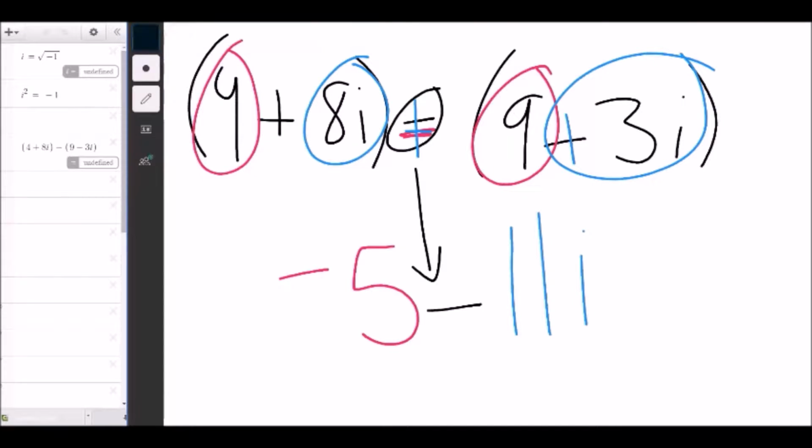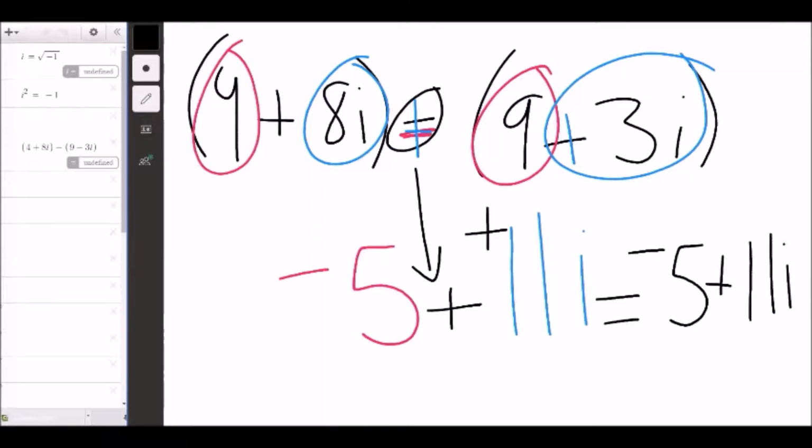And since i isn't already a negative number, 11i is going to be a positive number. So then we're just going to put plus positive, which is going to equal -5 plus 11i. And that's going to be our standard form answer.